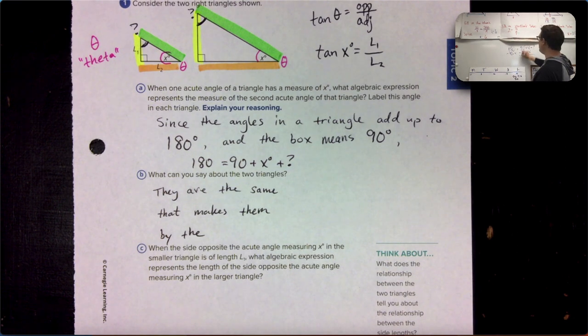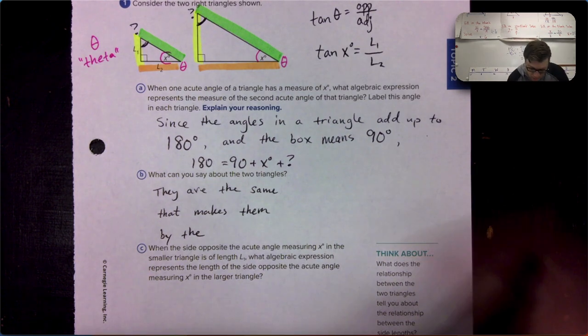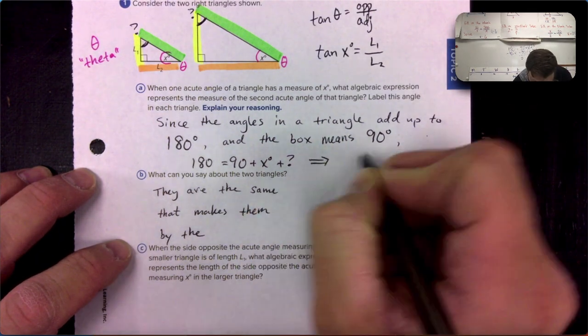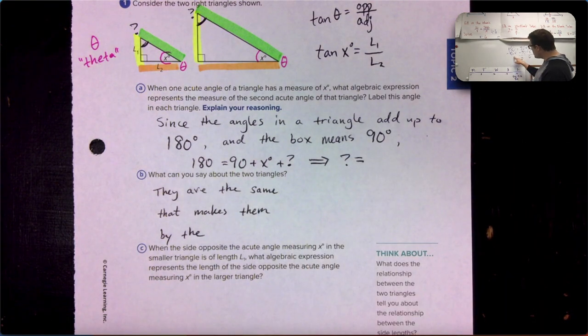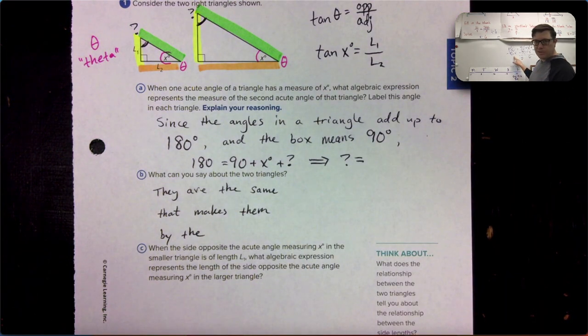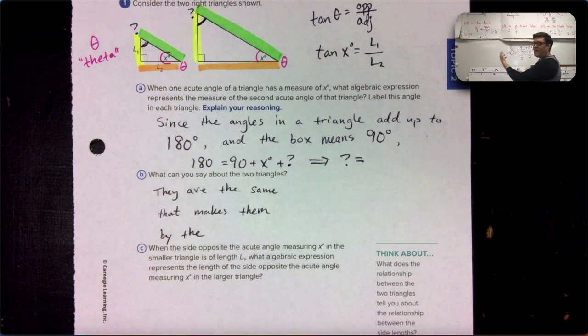So over here, subtracting 90 from 90 gives us 0. And subtracting x from x also gives us 0. It'll leave us with the question mark all by itself. So a little arrow here, question mark equals. And then on this side, we have to do some combining like terms and simplifying. So 180 and 90, they're constants. We can subtract them. 180 minus 90 is 90.